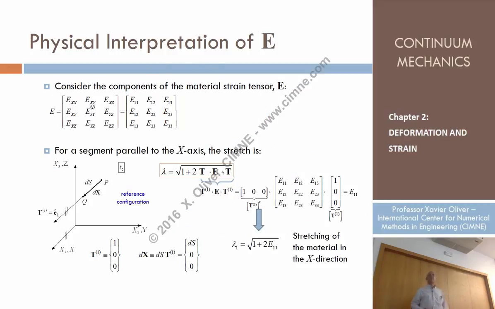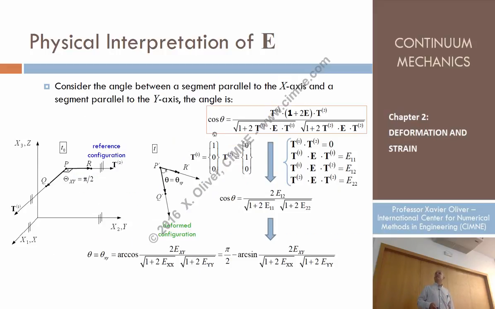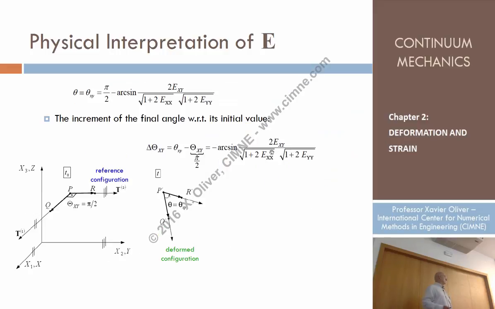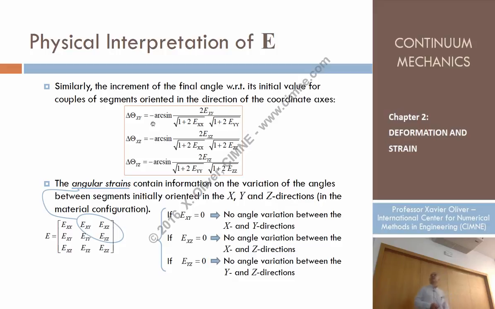That term here, I mean, with the help of this term and this term, informs about the variation of angles. Variations of what angles? Well, the superscript says what angles we are talking about: the angles formed by segments that at the reference configuration were oriented in the directions x and y. And knowing that, we obtain that the variation of this angle is given by this formula. Okay?